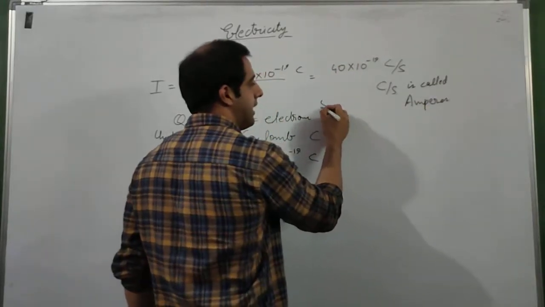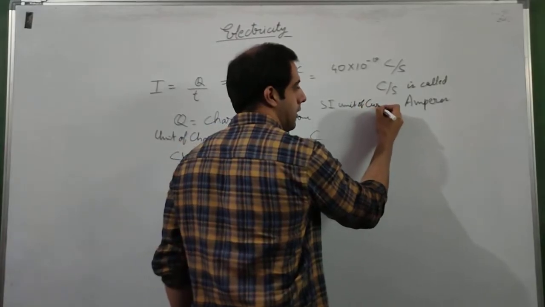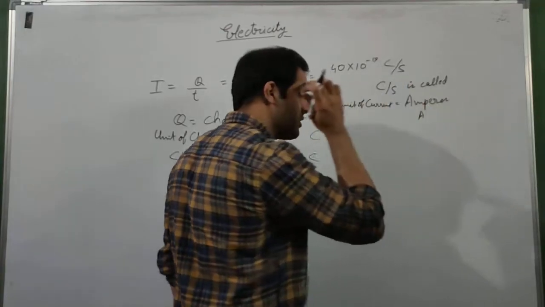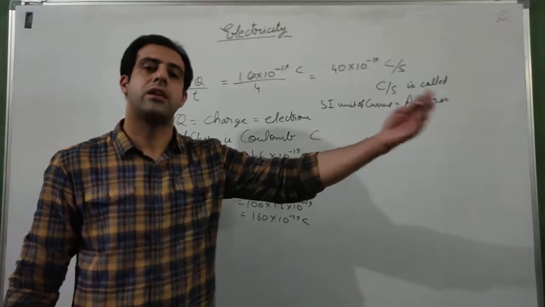So we can say that the SI unit of current is amperes. It is denoted by capital A. It is a fundamental unit. Fundamental unit means the unit from which other units are derived.